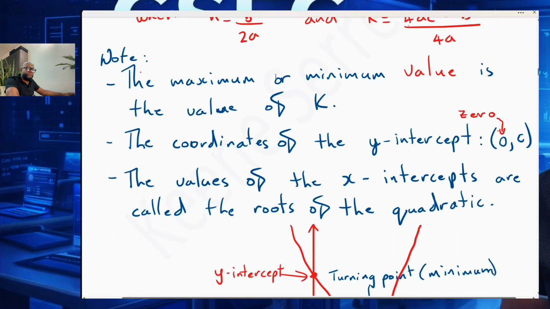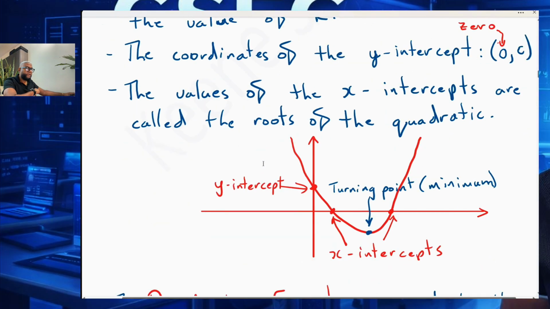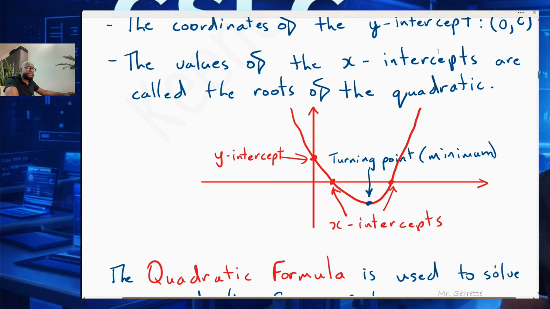Note, the maximum or minimum value is the value of k, right? So anytime a question asks you for the maximum or minimum value of the quadratic, they are simply asking for the value of k. The coordinates of the y-intercept would not just be the value of c. The coordinates of the y-intercept would be 0, comma, whatever c is, right? The values of the x-intercepts are called the roots of the quadratic, right? So if I ask you for the roots of the quadratic, it means I want the values of these two x-intercepts here.